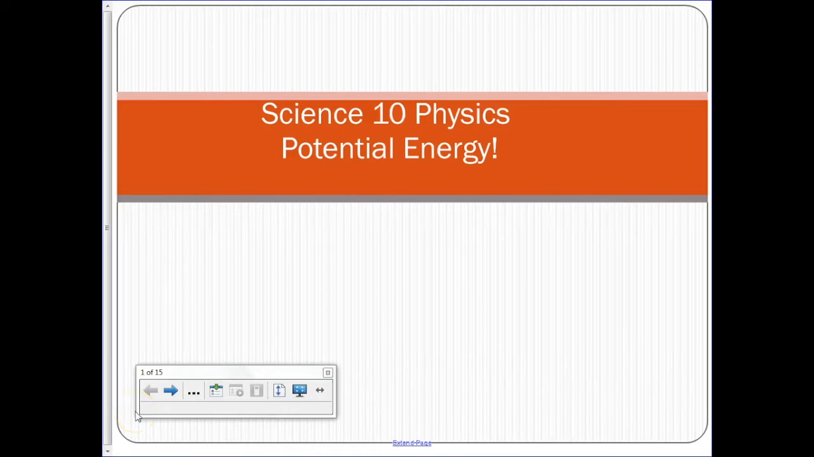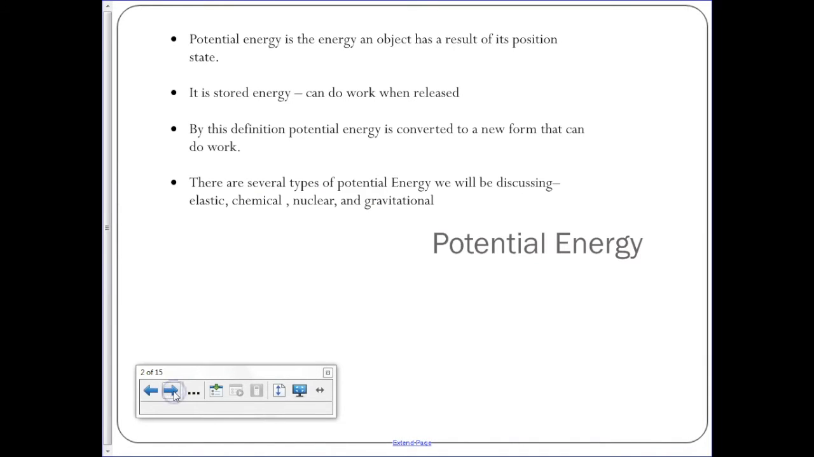Now that we've had our discussion on kinetic energy, the natural progression is to start talking about potential energy. What is potential energy? Potential energy is the energy an object has as a result of its position or its state. It is stored energy, which just means that it's able to do work when released. By this definition, potential energy is converted to a new form that can do work. And this is a variety of things.